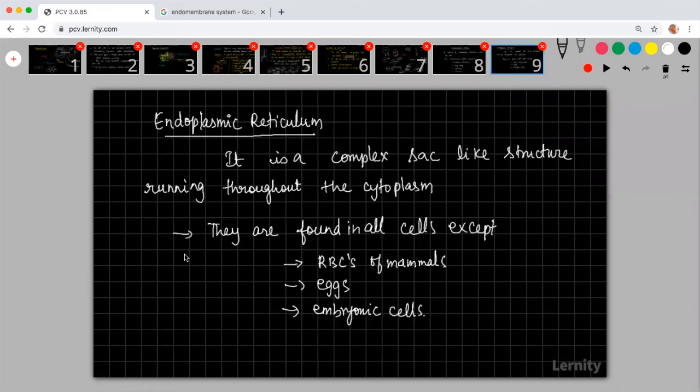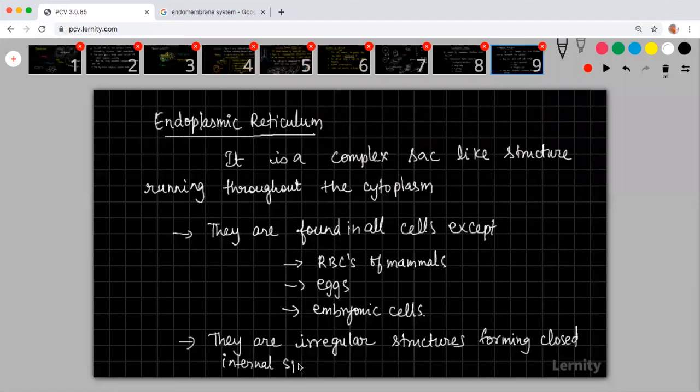They are irregular structures forming closed internal space that is continuous. Okay, so they are irregular in shape.